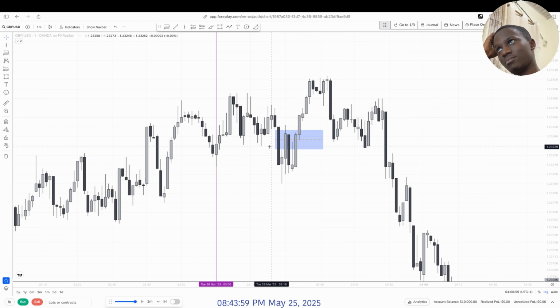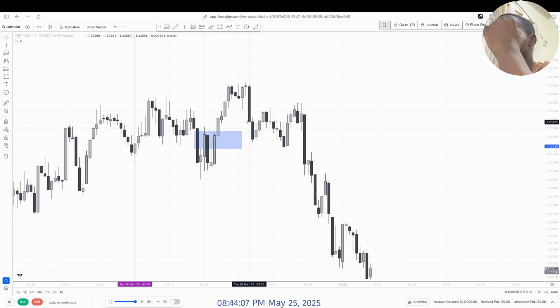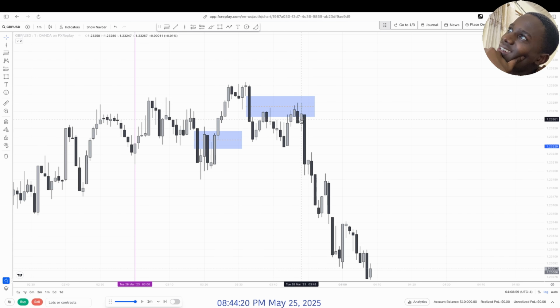So it was respected for a bit, then we pushed higher again. So this would have been a loss. Whereas we have also this candle, this other fair value gap, which you can move off of.